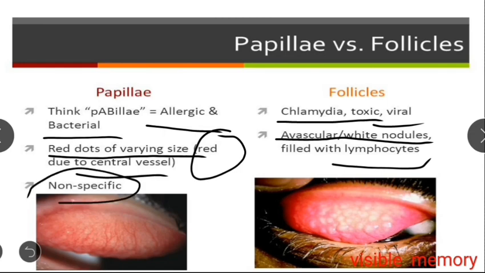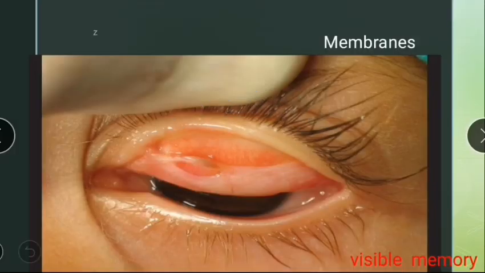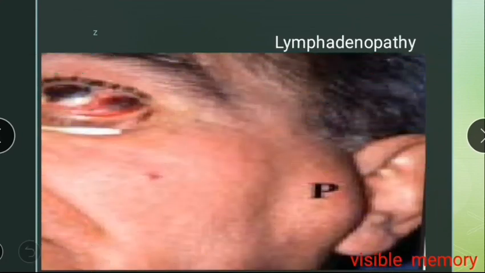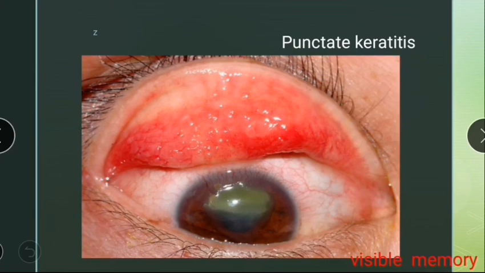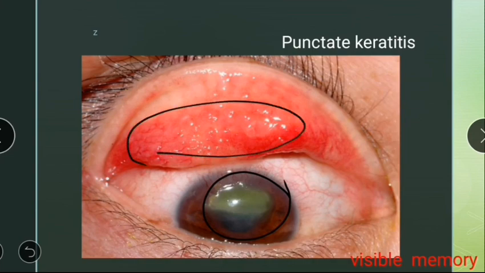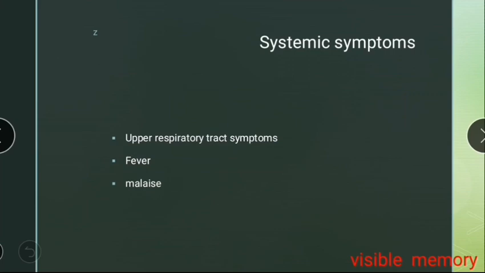so it's non-specific. There may be pseudomembrane formation or true membrane formation, mostly in case of diphtheria conjunctivitis, and there may be lymphadenopathy, an enlargement of the preauricular lymph node, typically occurring in viral and gonococcal conjunctivitis. There may be corneal involvement, punctate keratitis or ulceration. It occurs in keratoconjunctivitis. Here you can see the same papilla formation. And there may be systemic symptoms like upper respiratory tract symptoms, fever and malaise, mostly in allergies.